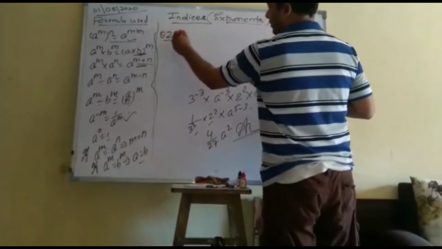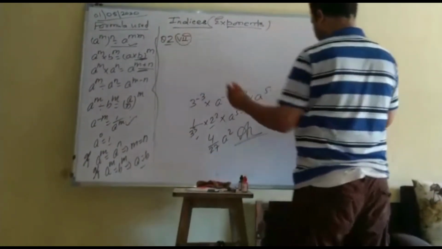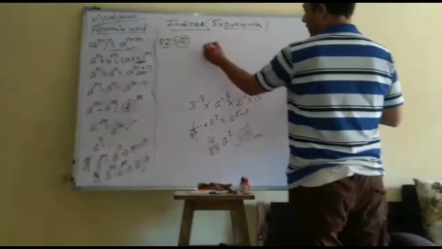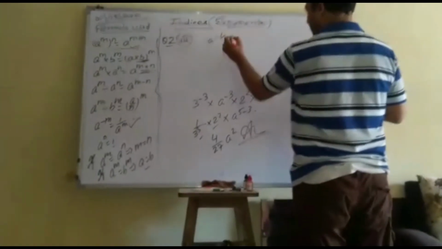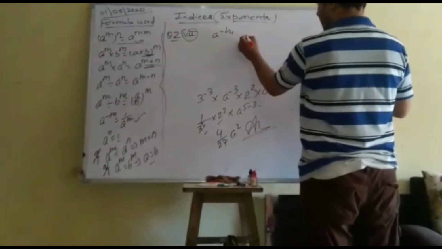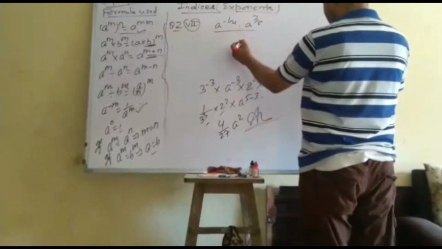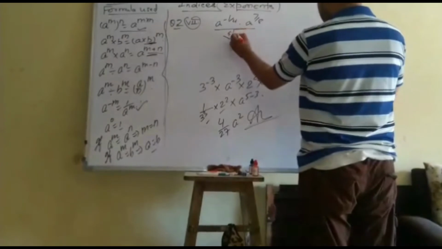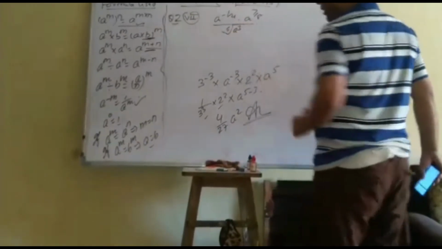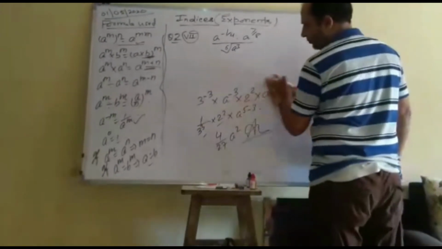Question number 2, 7th part. A raised to power minus 1 by 4, into, a raised to power 7 by 8. See, this dot means into. Don't think it is a decimal. Then 6th root of a cube. So how to simplify such a question?